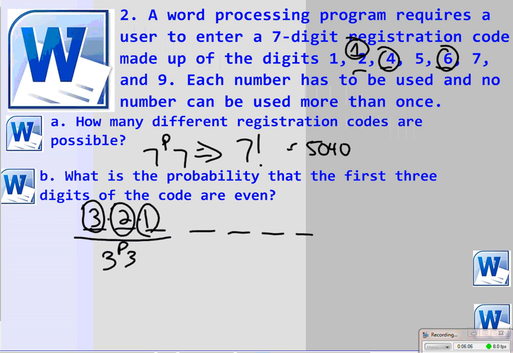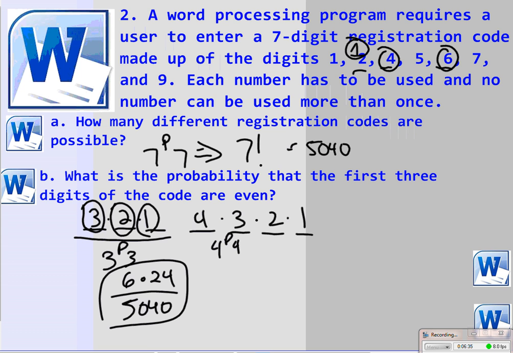Then over here, I've got 4 odds left. So 4, 3, 2, 1. It's like saying 4p4. So 3p3 is going to be 6, and 4p4 is going to be 24, and that's going to be out of 5,040. So 6 times 24 is 144 divided by 5,040.